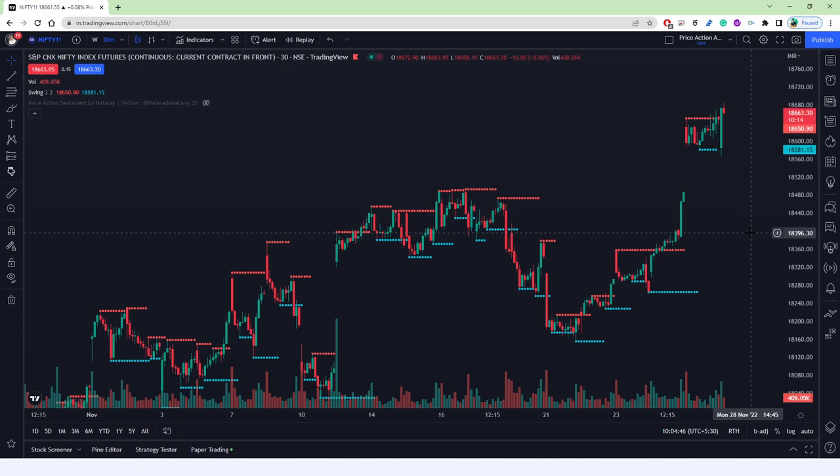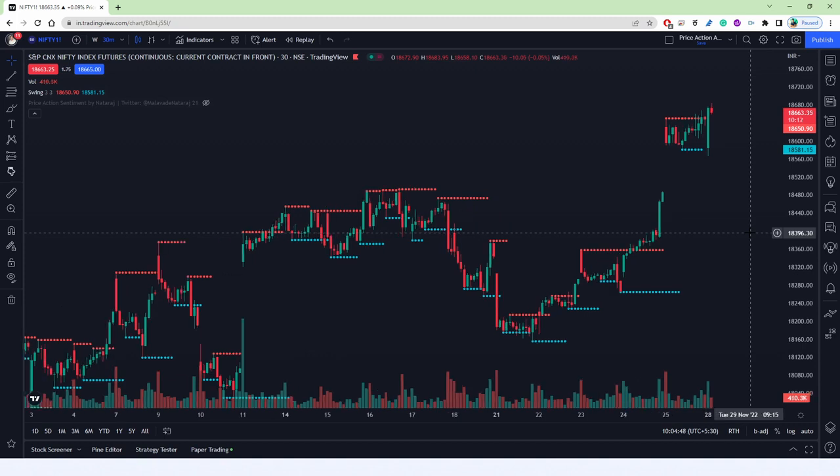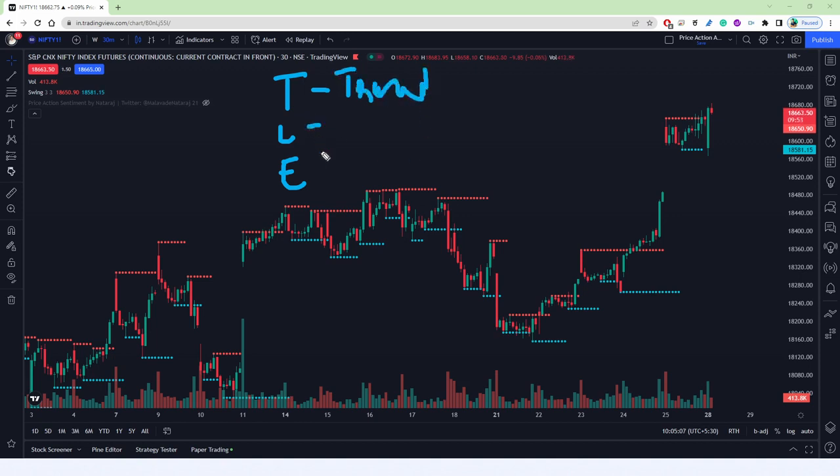As usual, we go by the framework that we regularly follow. If you are attending our sessions on a regular basis, you'll know it, but I just want to recall it again. It's called the TLE framework. In simple words, T means trend, L means locations, and E means entry and exit.